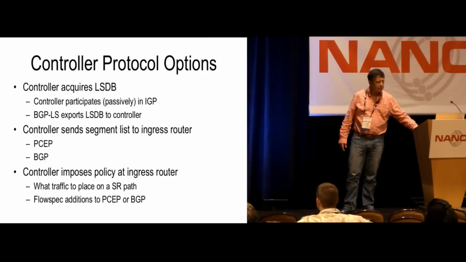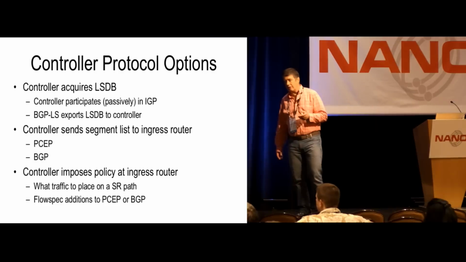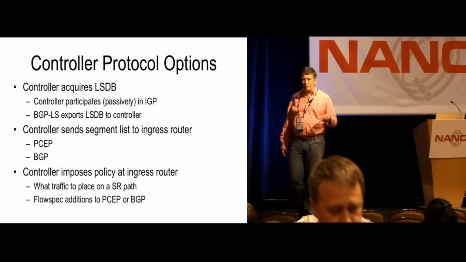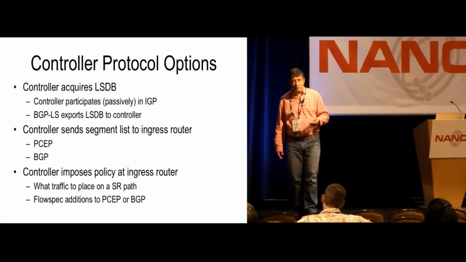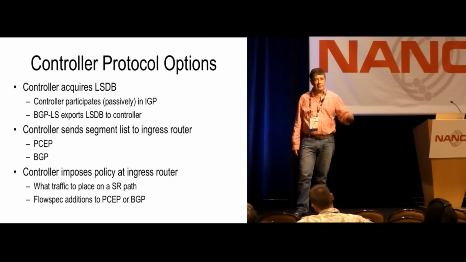Now, the controller somehow is going to need to get all of the information in the LSDB. Remember we said that you need LSDB information to compute paths? Well, it needs to get it somehow. How are you going to do that? One possibility is you let the controller participate in the IGP, let it be a passive member. Another is you use BGP link state to export the LSDB to the controller.